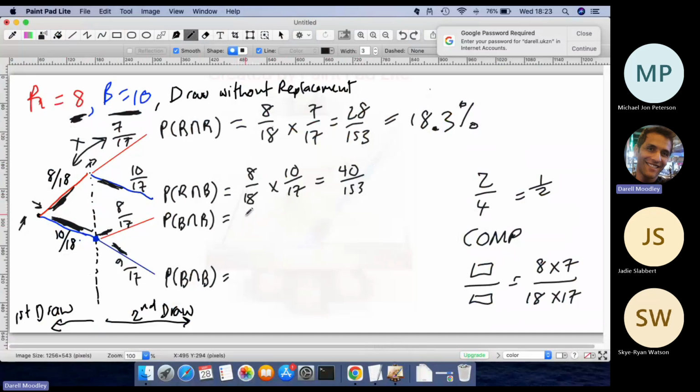If you follow the path, it's 10 over 18 times 8 over 17. And that'll give you 40 over 153. Okay, and then lastly, it's 10 over 18 times 9 over 17. And that gives you 5 over 17.